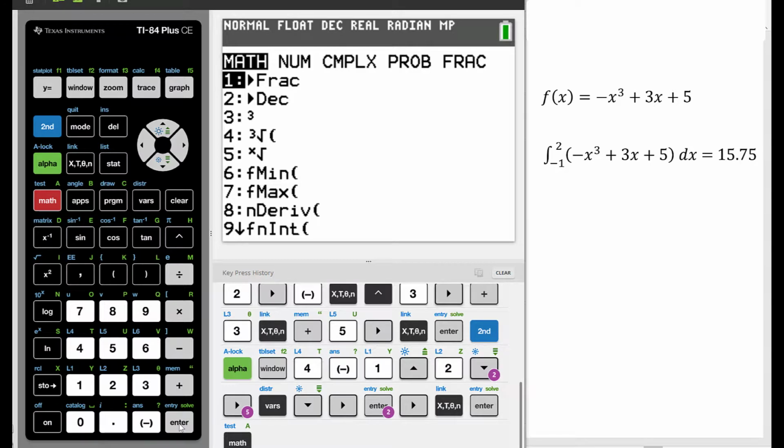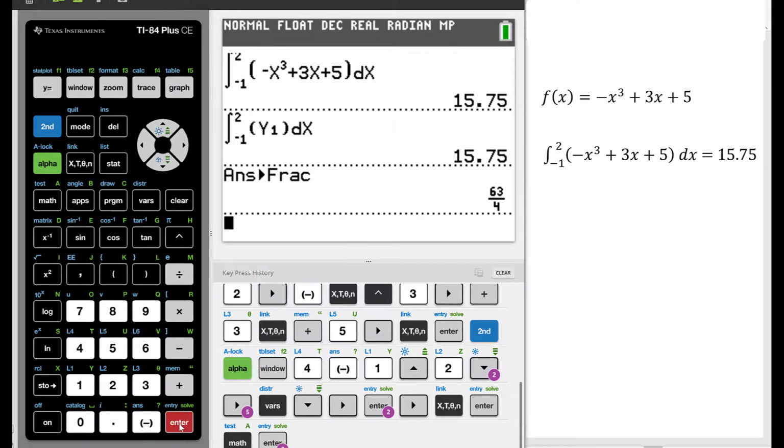All right, let's press the math button. And if I go to answer to fraction and press enter, I get 63/4. So I can also get this answer as a fractional answer.